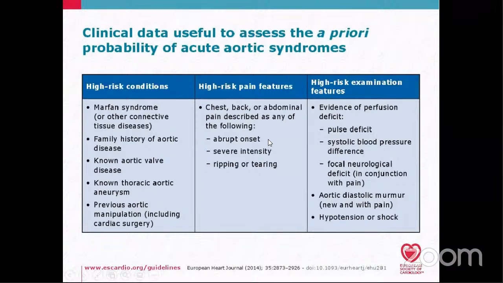Of course, you're going to perform your clinical evaluation. And if you find evidence of perfusion deficit, like a pulse deficit between the upper limbs and the lower limbs, or between the two upper limbs, or a systolic blood pressure difference between the two upper limbs, or a focal neurological deficit in conjunction with the pain, or the patient presents with hypotension and shock, those are high risk features in the examination.